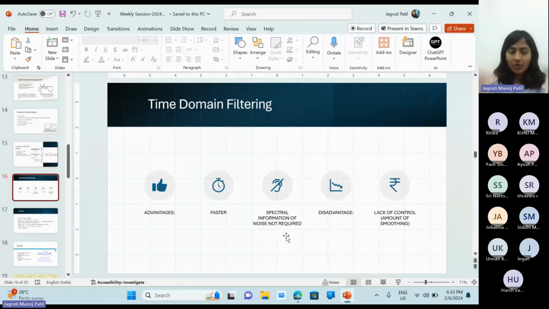What we saw till now, we saw everything in the time domain. We didn't convert it into the frequency domain. So what are the advantages of the time domain? It's very fast, and the spectral information of the noise is not required. The spectral information here is the magnitude and phase of the signal. We take the voltage versus time, find the peaks, or take the average, do the statistics, and we are done. But what's the disadvantage? We don't have control of the smoothing that's being done. It can be over smoothed or under smoothed, or the sampling might also vary. These are the disadvantages that we face with time domain filtering.